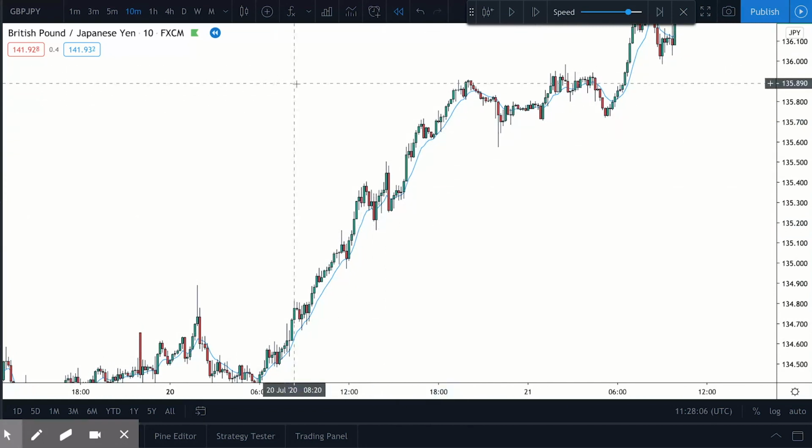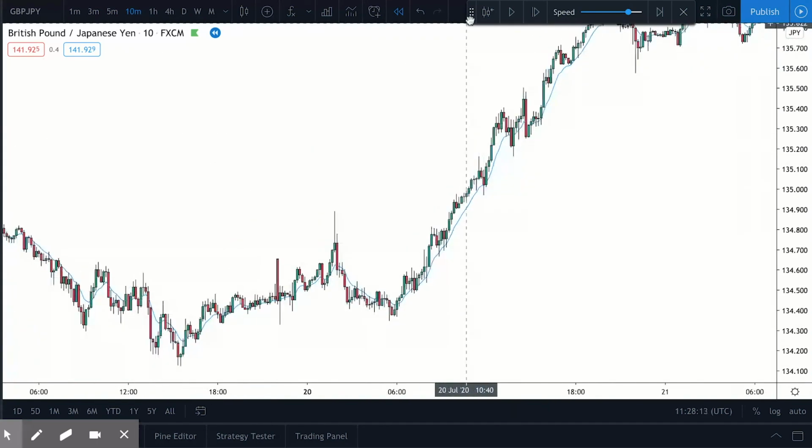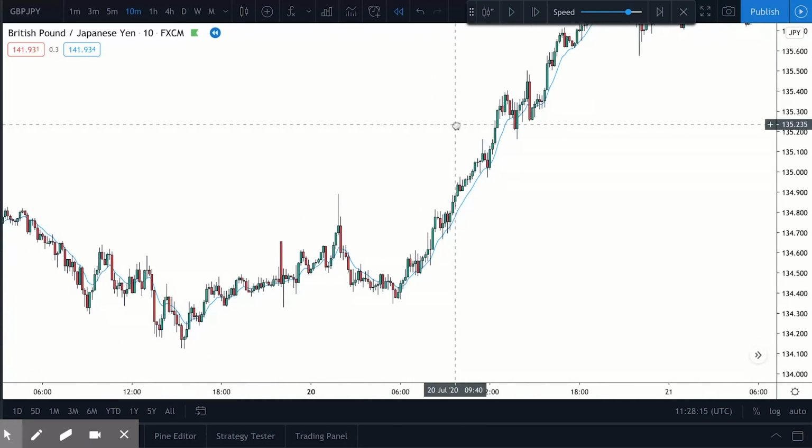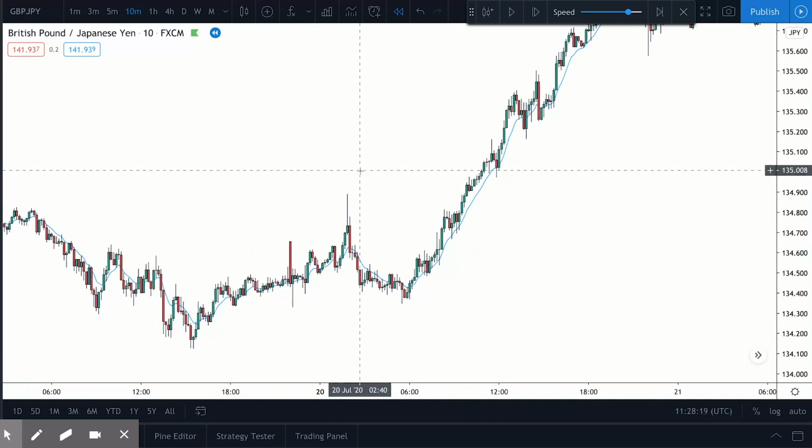Now, one thing to mention, the big thing to mention, and the most important thing when it comes to talking about moving averages, you cannot get distracted by it. You shouldn't buy because price retests the moving average, right? You need to have other confluences.